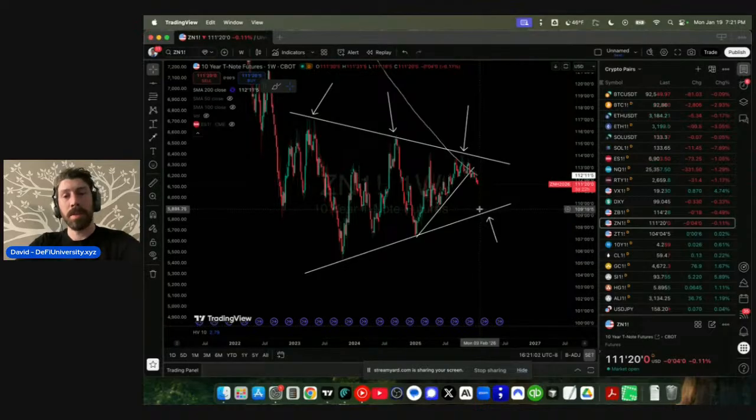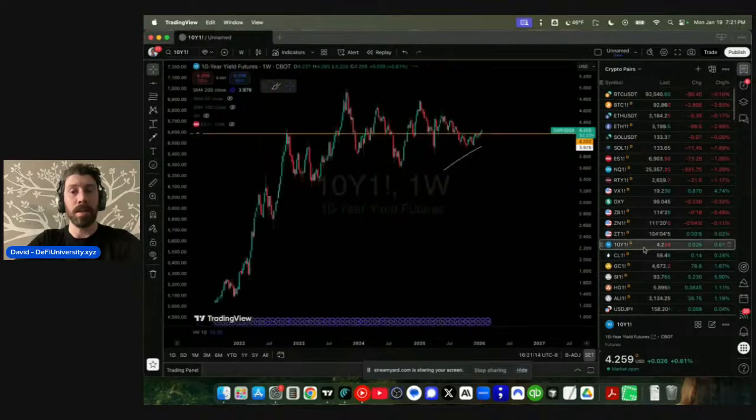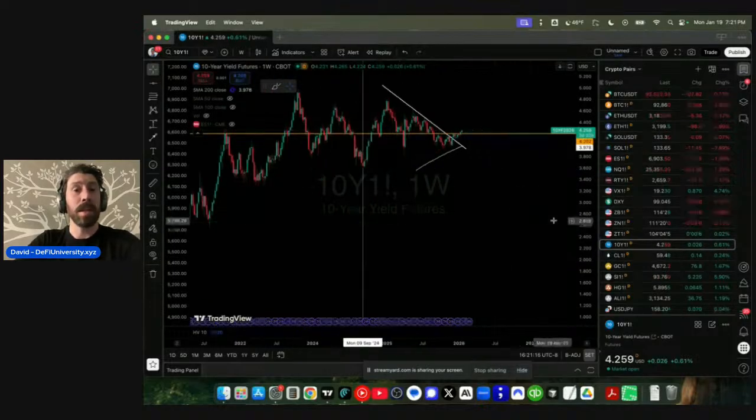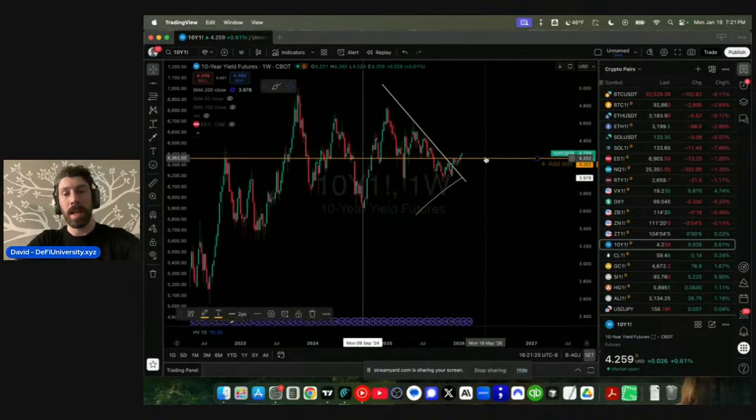So it looks like rates could have some legs to the upside. Remember, notes are inverse. The price here is inverse to the yield. So if we take a look at yields on the 10-year right here, we can see that they are starting to break out. And this is a weekly. So I just went ahead and marked that horizontal.